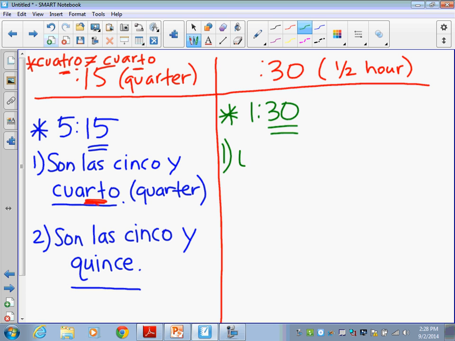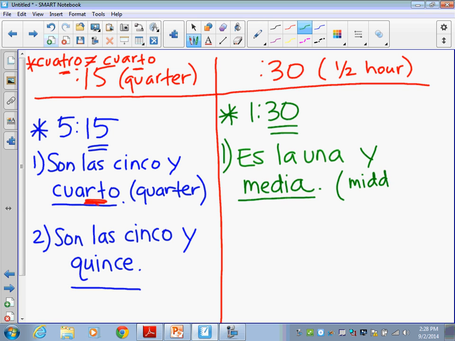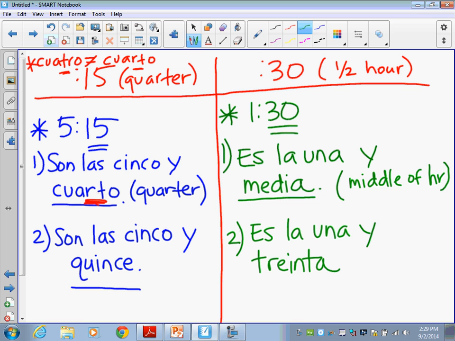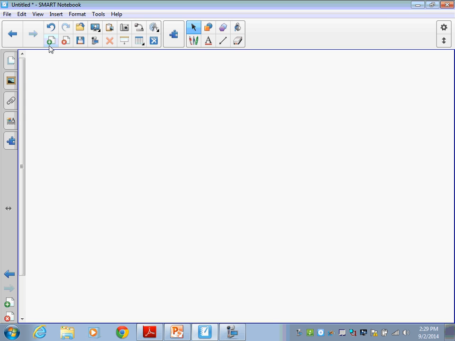30 after. Let's say it is 1:30, okay? Here again, we've got our 1 o'clock. So we are going to start with our sentence starter, es la una. We can communicate this es la una y media, like the middle of the hour. Okay, so that is meaning the middle, like the middle of the hour. Or we can communicate that as es la una y 30. Okay, so ¿qué hora es? Es la una y media. ¿Qué hora es? Es la una y 30.